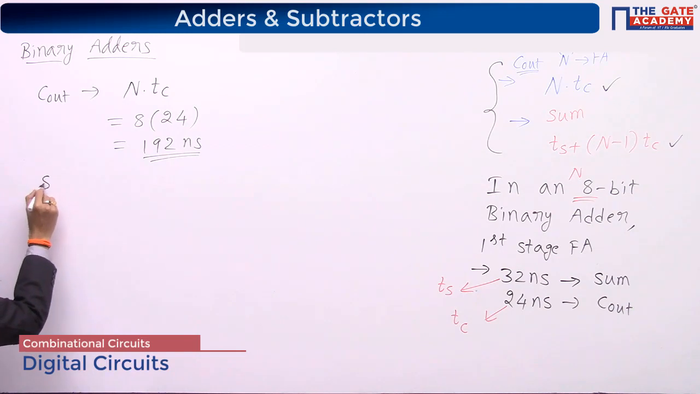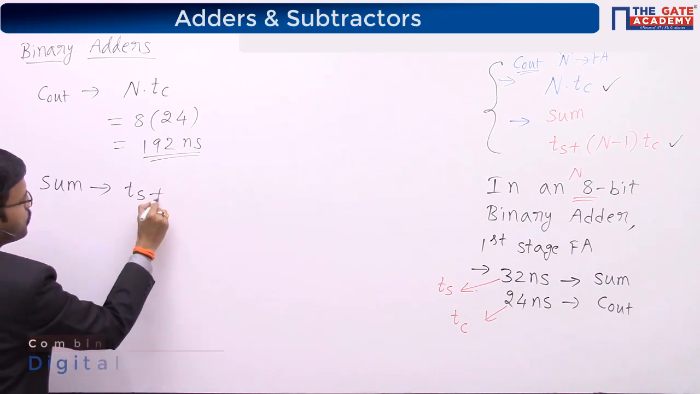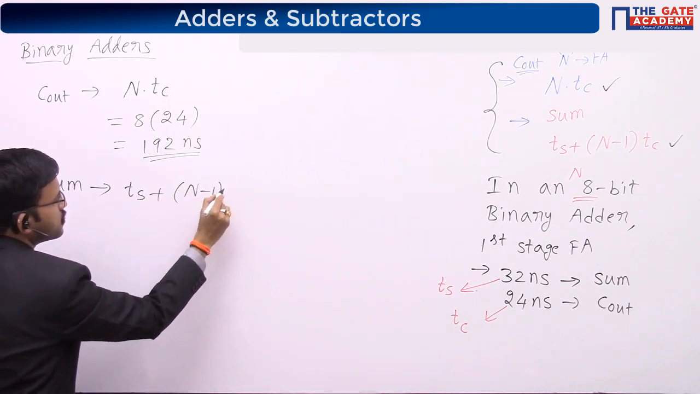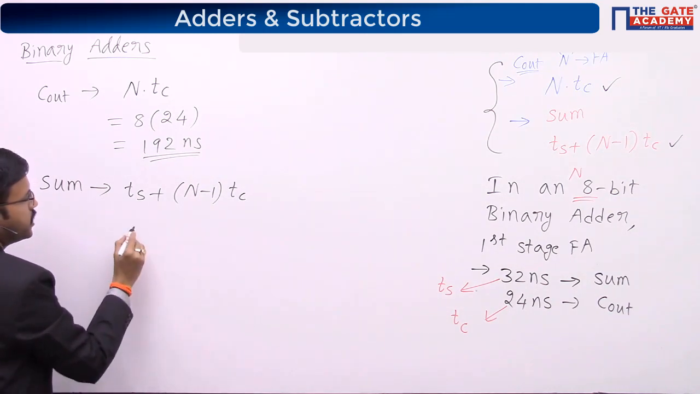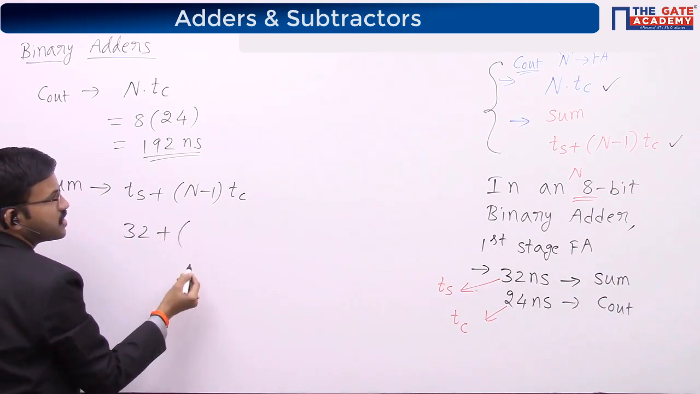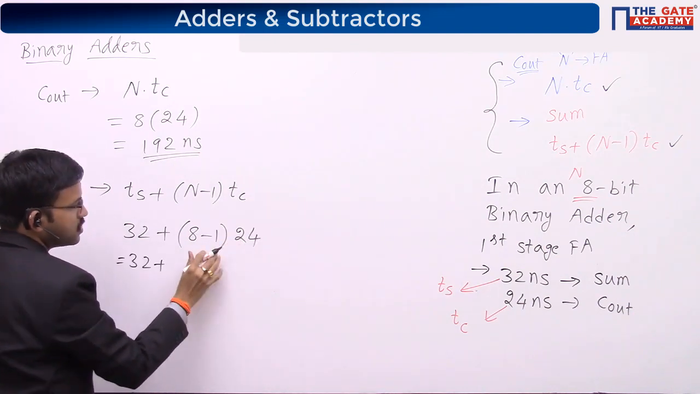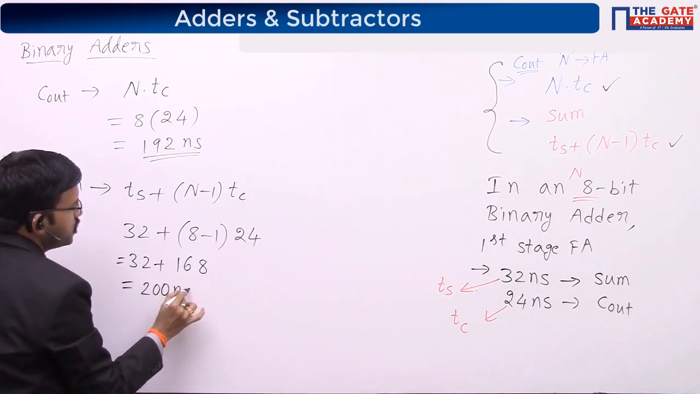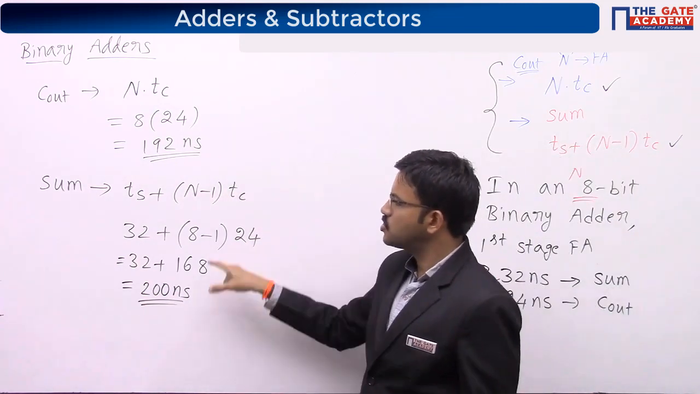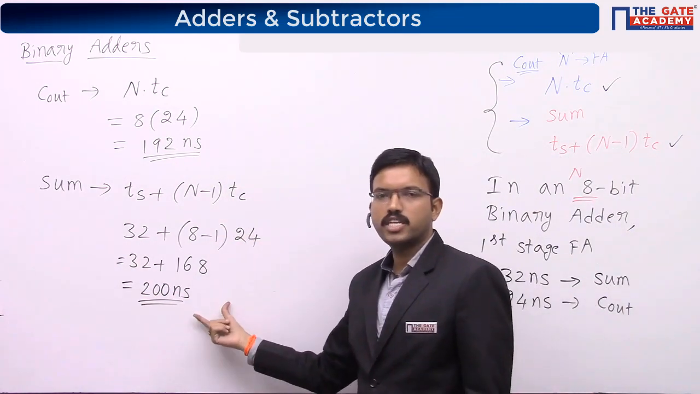Now let us see for sum. The formula is TS plus n minus 1 into TC. Here TS is 32 nanoseconds plus, n value is 8, so 8 minus 1 into TC, 24. 7 into 24 we will get, plus 32, 200 nanoseconds. Okay, so among these two, whichever is the larger, that will be the worst case delay.